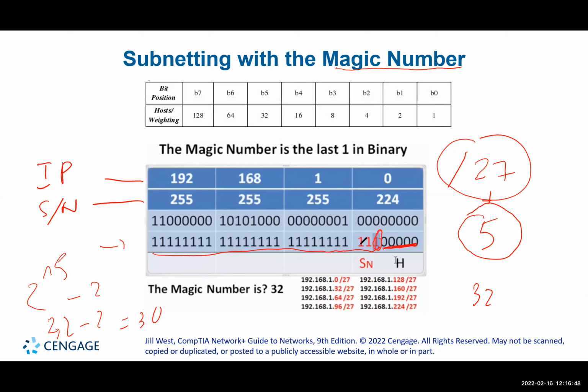And see, this one here, value 128, right? This value here, value 64, and this value here, 32. So for this network with /27 here, or 255.255.255.224 here, you have a magic number of 32 here. Does it make sense? Okay, now you have the magic number 32 here.